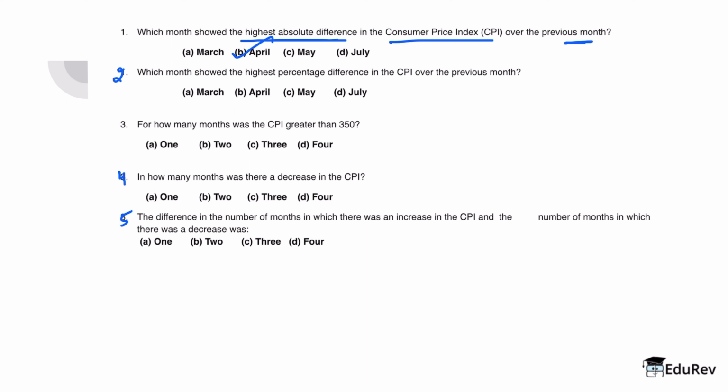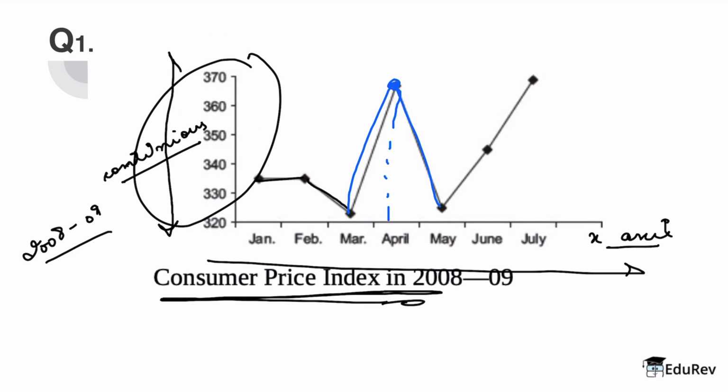Next is, which month showed the highest percentage difference in CPI over the previous month? Again, it's going to be April. So clearly from the graph, from the XY chart, you can see that it's April. There are no calculations, nothing. We just saw the graph, we understood what the graph is, and by looking at the graph itself we can say that it's April.